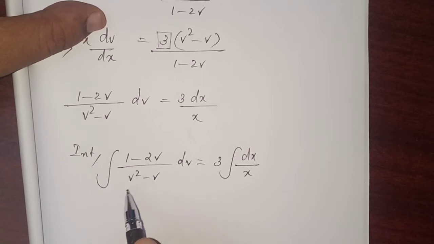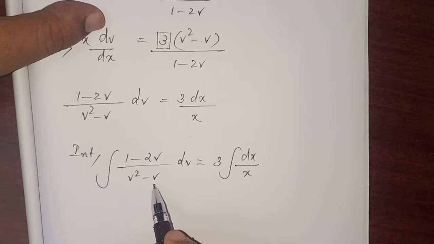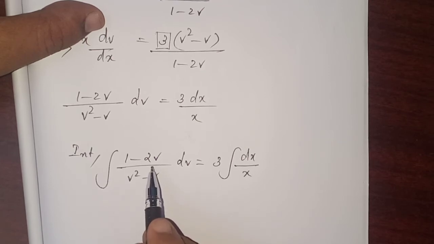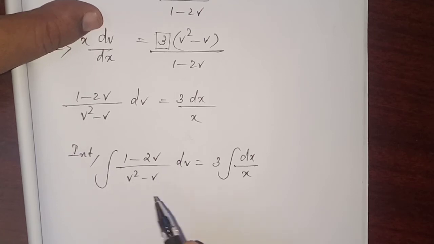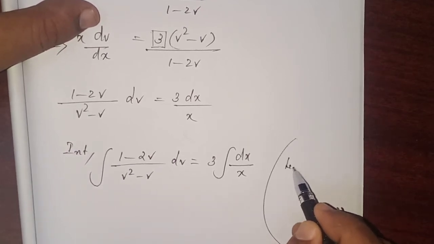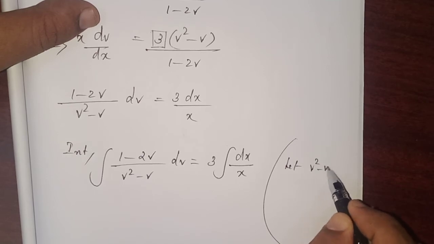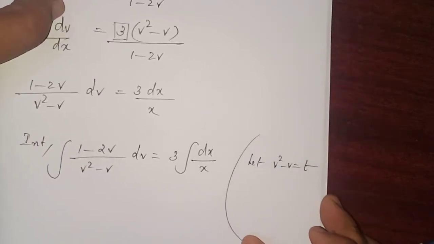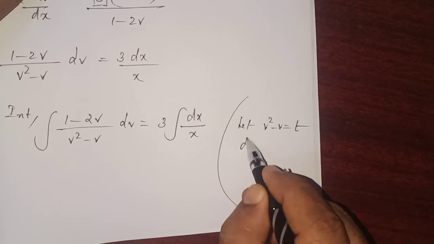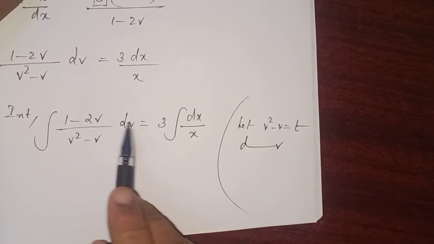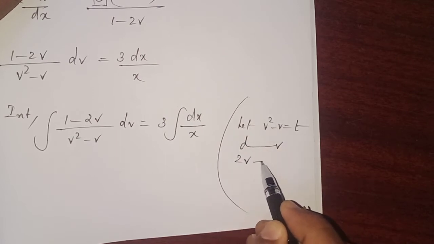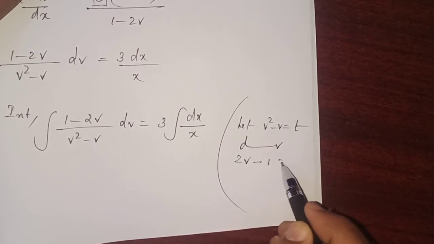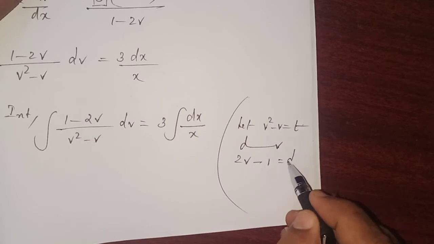You know the differentiation of v squared is 2v, and of v with respect to v is 1. So we would need 2v minus 1 here, but we have minus 2v plus 1, so we can go for the substitution method. I write here, let v squared minus v be t. Differentiate with respect to v, since we have dv. V squared differentiation is 2v, minus v with respect to v is 1, and t with respect to v is dt by dv.